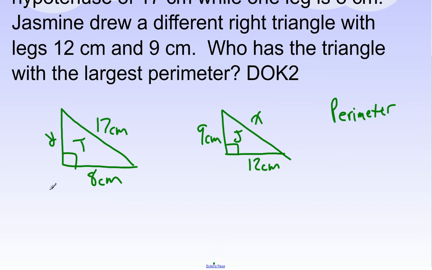I'm going to start here with Tom. A squared plus b squared equals c squared. I'm using the Pythagorean theorem because it's a right triangle. And my hypotenuse is 17. One of the legs is 8. The other leg I don't know.